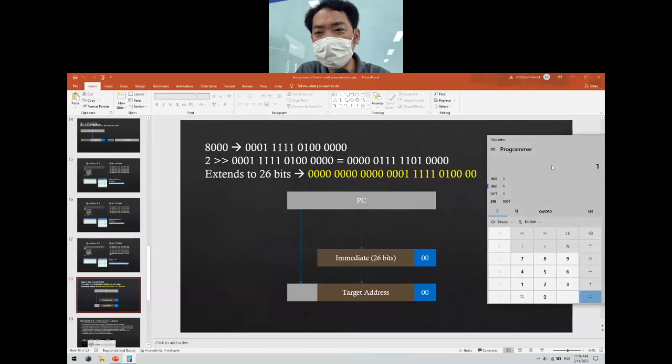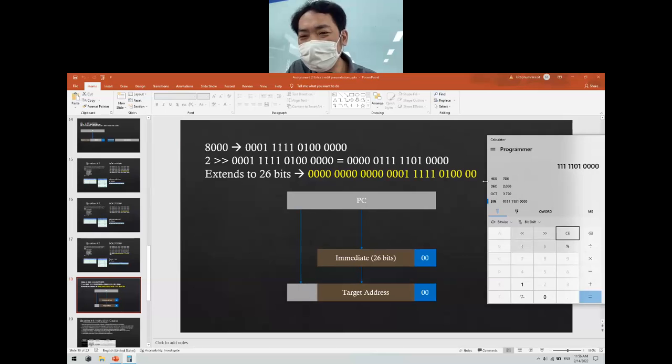Oh, you have the binary calculator. Excellent. This is a very good shortcut for the student.